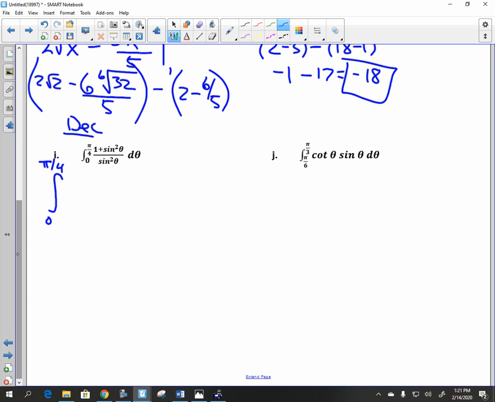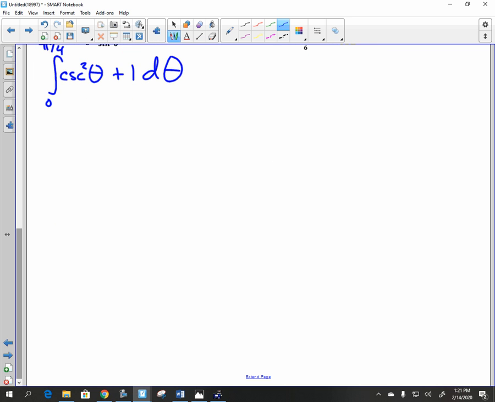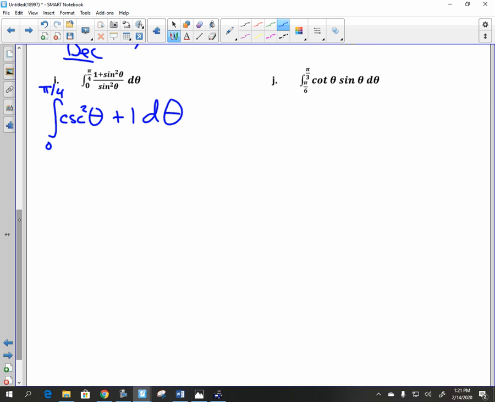What is 1 over sine squared? What's 1 over sine? Cosecant. Good. Cosecant squared. And then I have sine squared over sine squared, which is 1. So we know the antiderivative of 1. The antiderivative of 1, super easy, right? Yeah, exactly. The antiderivative of 1 is theta.